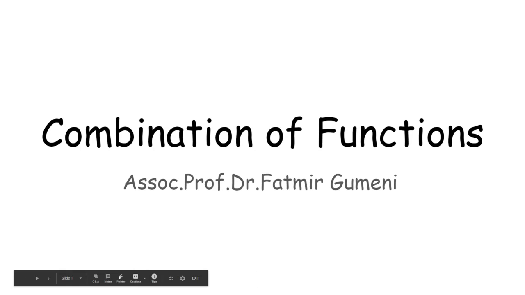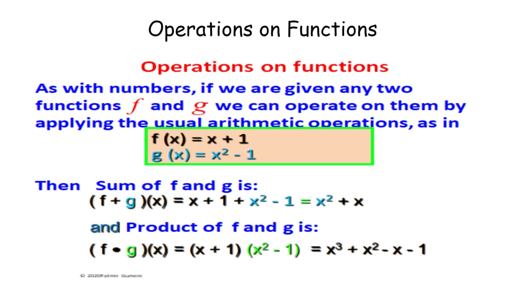Hi everyone, today we explain combination of the functions. Operation on a function. As with a number, if we are given any two functions, f and g, we can operate on them by applying the usual arithmetic operation, as in f of x equal x plus 1, g of x equal x squared minus 1.